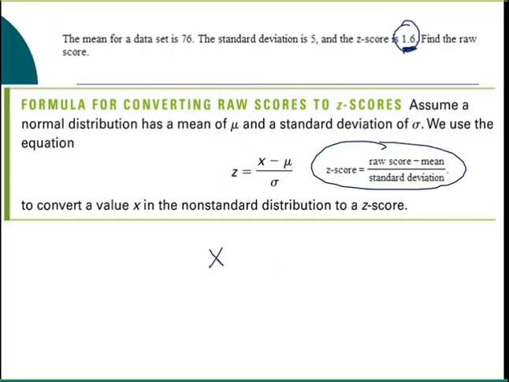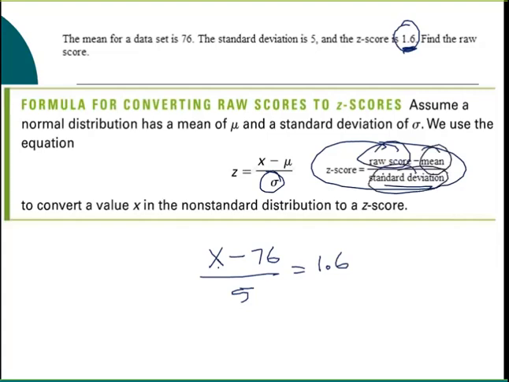I don't know x. But I do know my mean is 76, so I type that in there. And then my standard deviation is 5. So standard deviation goes here, as I have set up here, and then that's equal to my z-score of 1.6. I set it up on the right, it doesn't matter left or right, but your job is to just set it up this way and then solve for x, because the raw score is x minus my mean, just like I have, and then over my standard deviation.